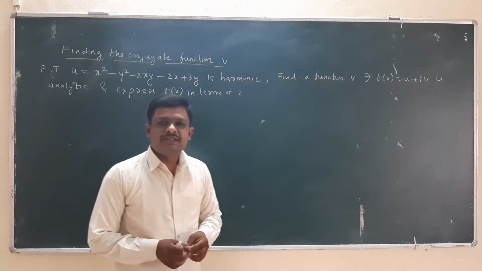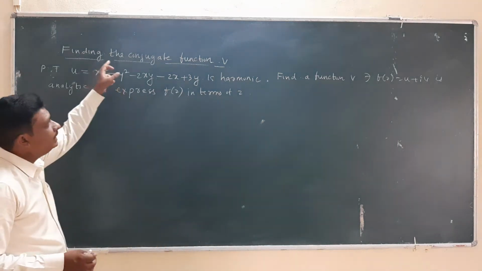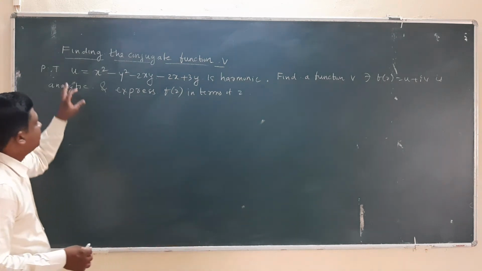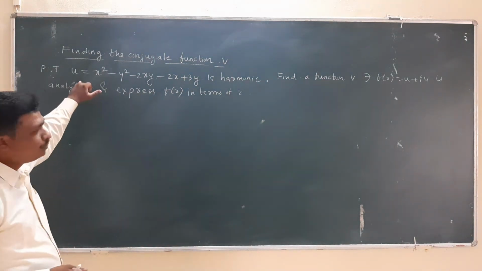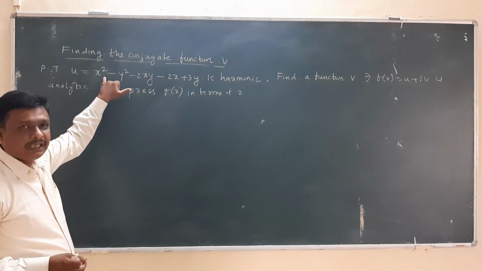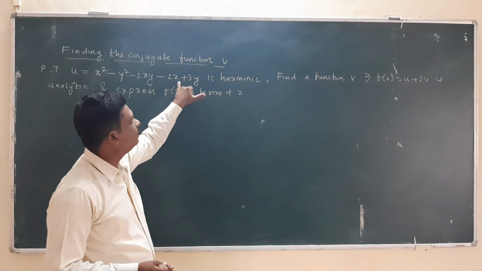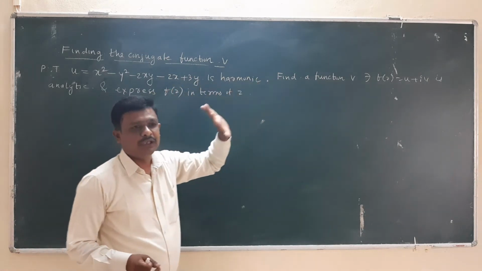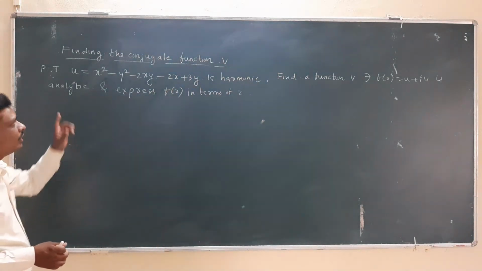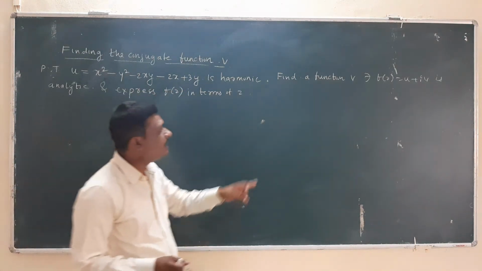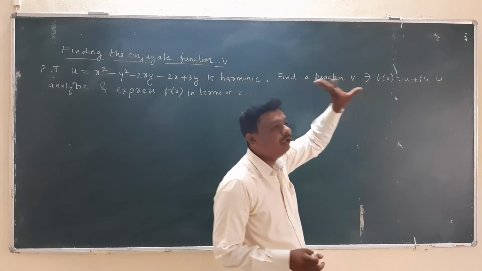So this is my second video on finding the conjugate function v. Let us take one example. Here the question is: we have to prove u equals x square minus y square minus 2xy minus 2x plus 3y is harmonic. So the first part of the example is to prove the given function u is harmonic. In the second part, we have to find the function v.